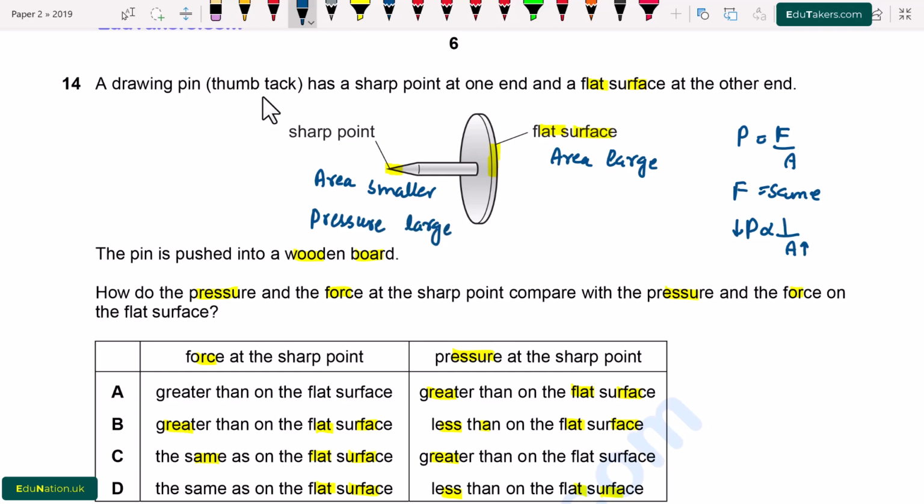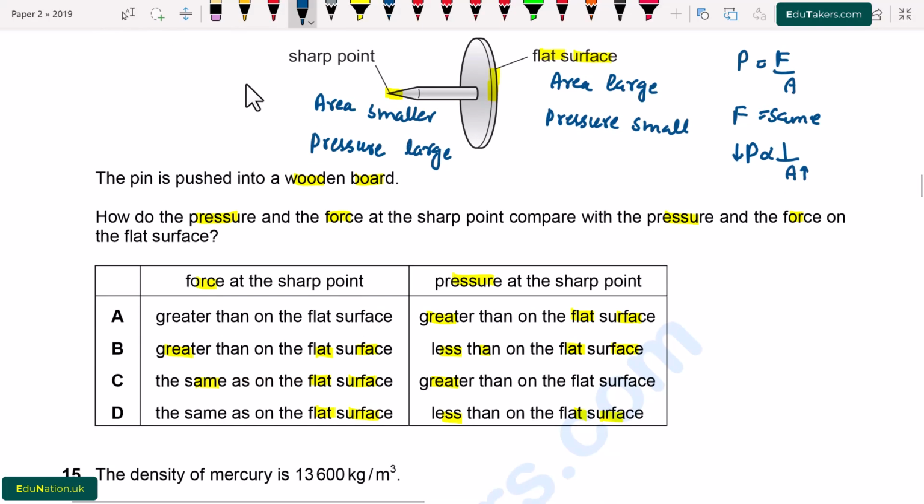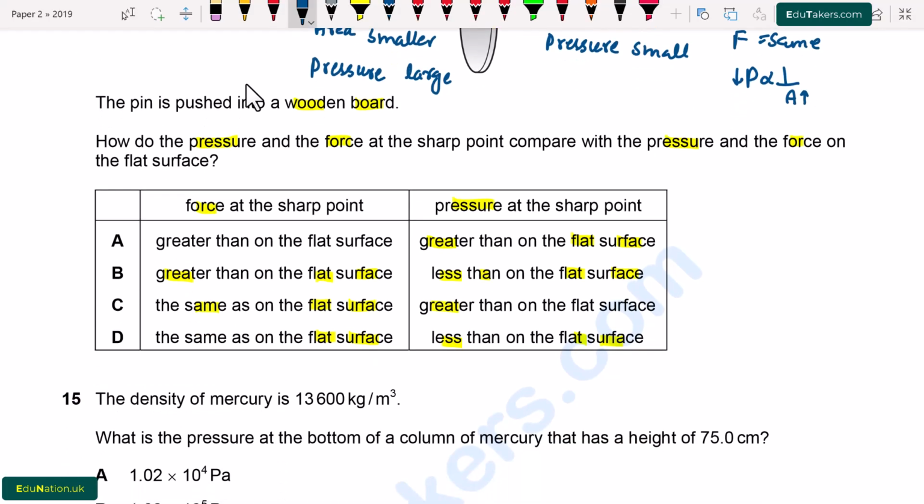On the flat surface, pressure will be small because here area is large. Now we see the options. In option C, it is given that the same as the flat surface. It means that the force is same and the pressure at the sharp point is larger as compared to the pressure on the flat surface. So option C is correct.